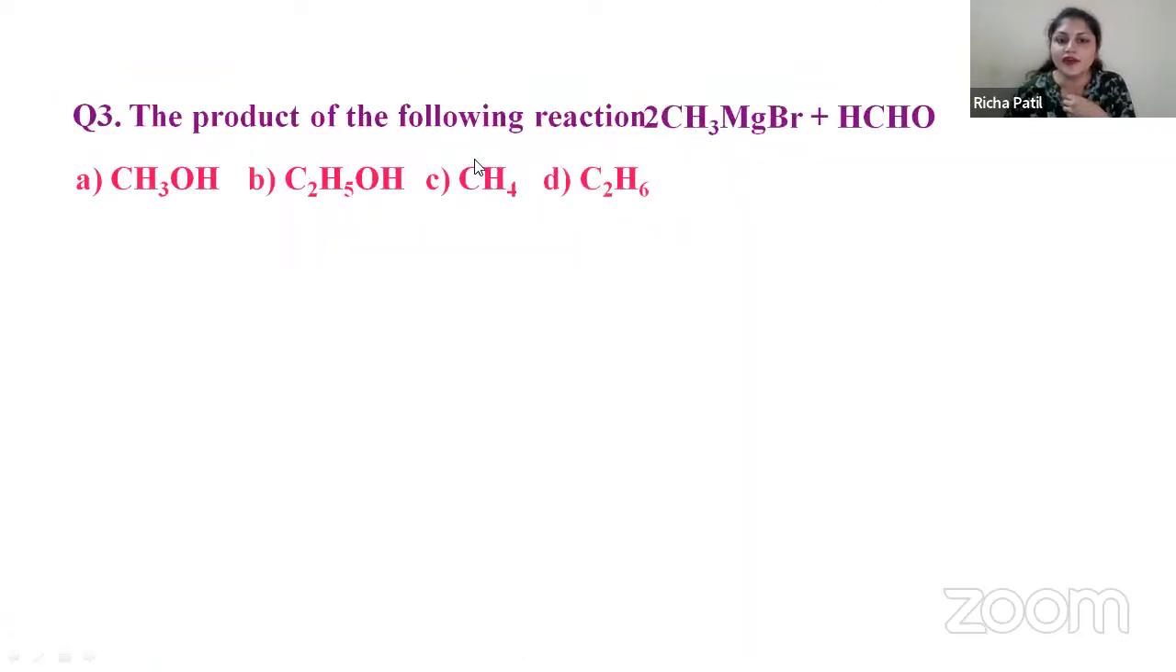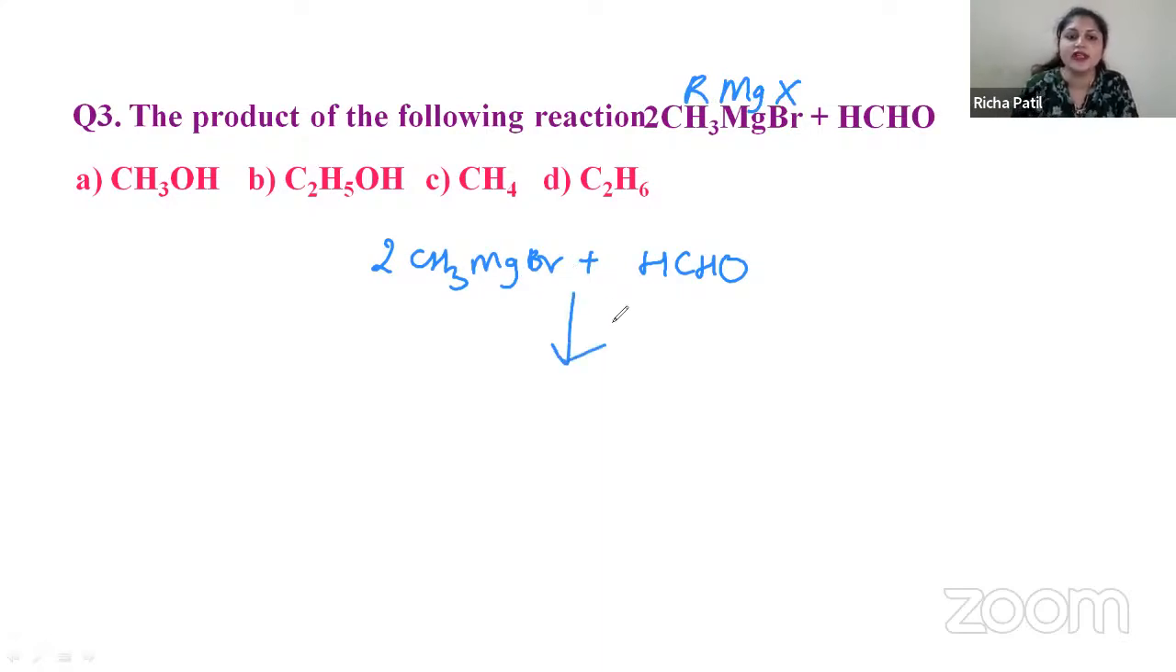The product of the following reaction. So the reaction is given here: CH3MgBr plus formaldehyde, right? When you react formaldehyde with a Grignard reagent RMgX, so this is a Grignard reagent, what will you get? It should yield a primary alcohol, right?